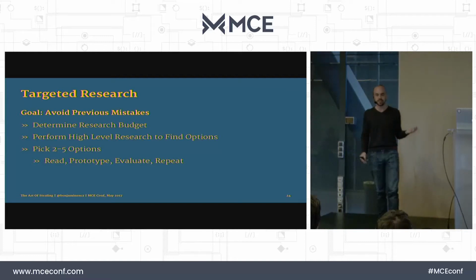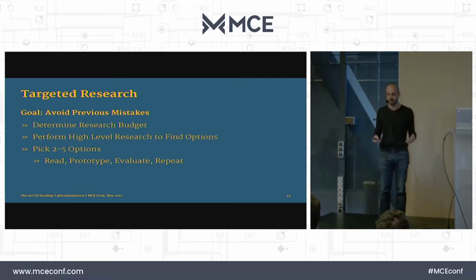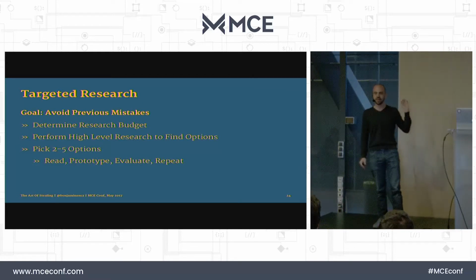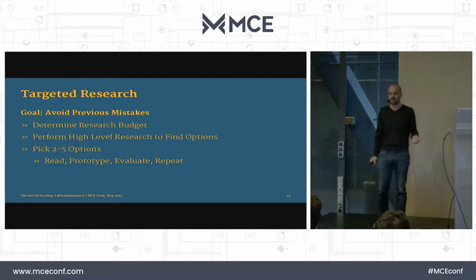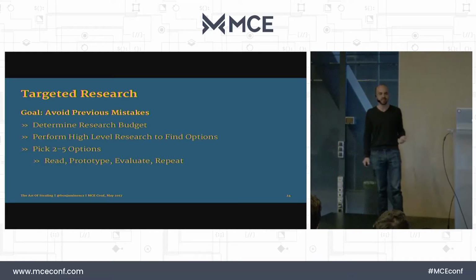For client-server sync, I knew it's going to be like half a year. So doing 2 or even 4 weeks of research without any productivity is totally fine, because it's going to pay off. And so I pick 2 to 5 options usually. These are, if you think back to that graph, the blue dots. And then I read, I prototype, I evaluate each of these solutions, and I repeat that for every one. And I'm going to talk about prototyping in a second too, because that's a really important part of this.